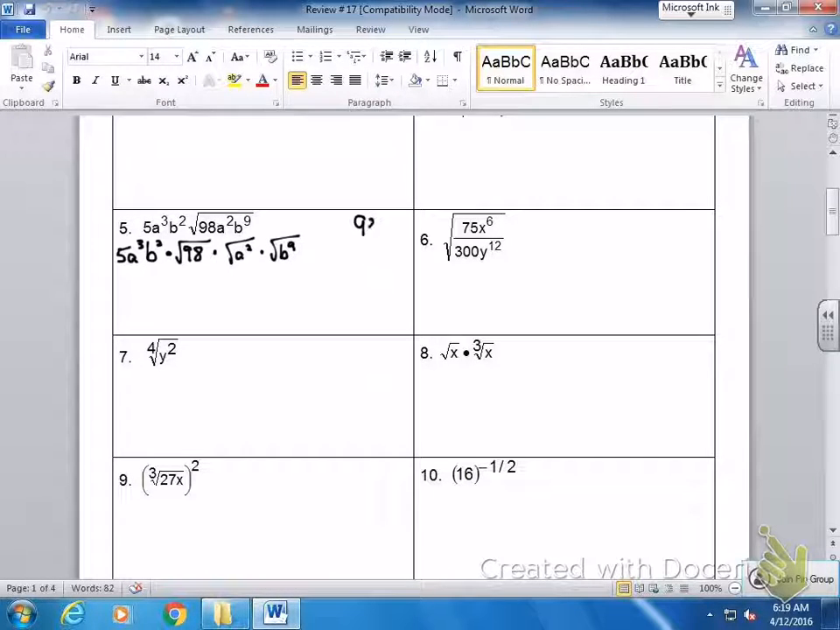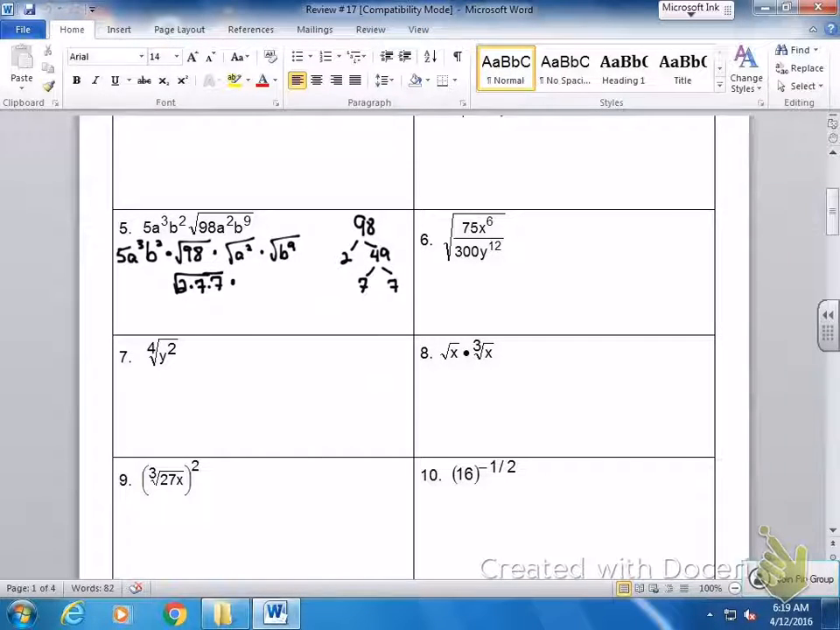And guys, it's important that you can do this part. If you can't, it's going to mess you up really bad on the test. So 98 is even, so I'm going to divide it by 2. When I divide it by 2, I get 49. 2, 3, 5 won't go into 49, but 7 will, and I get a 7 out. So I just rewrote the square root of 98 as 2 times 7 times 7.